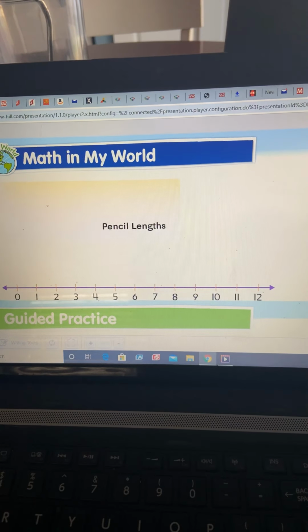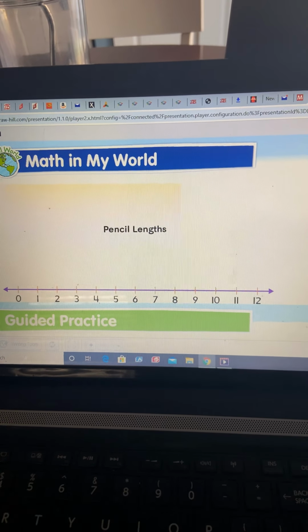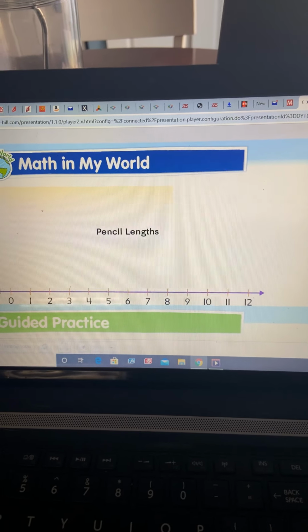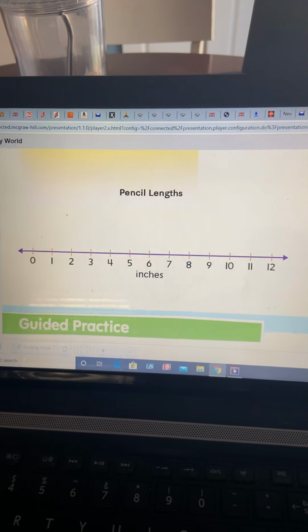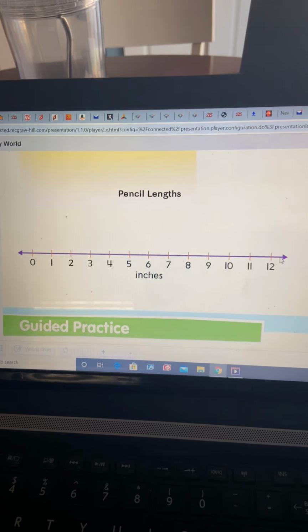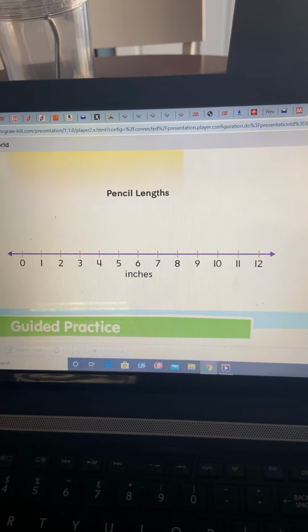Okay, so here's a graph for you, or a line graph, only this one measures in inches. So you can do your measurements in centimeters or inches to make your line plots.